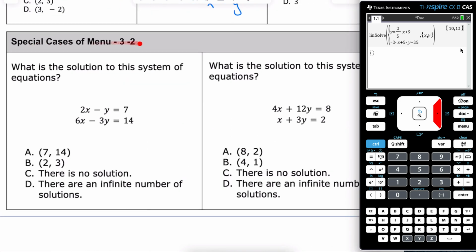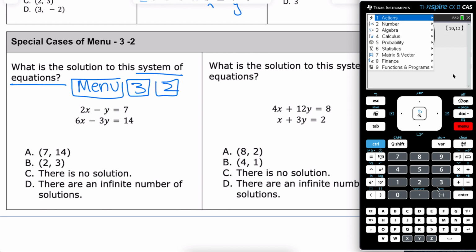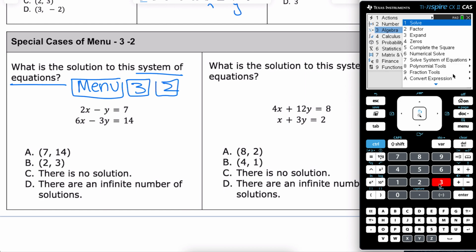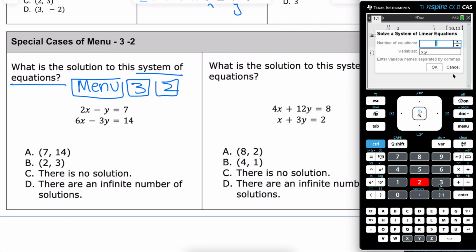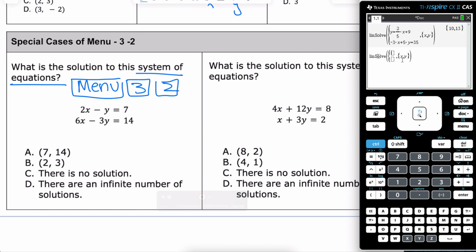It says special cases. What is the solution to the system of equations? You have the two equations, and it says system of equations. That should mean Menu-3-2. So we would do Menu-3-2 like this, and then press OK. Never change anything on here, and it should look like this.